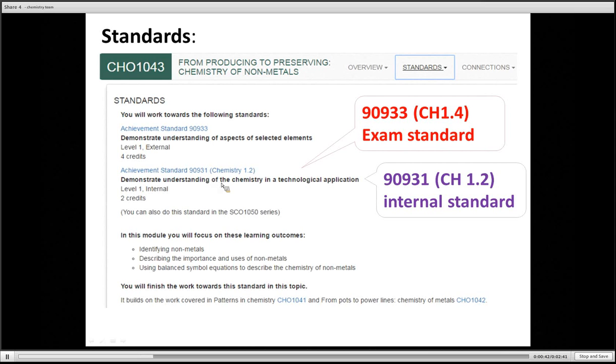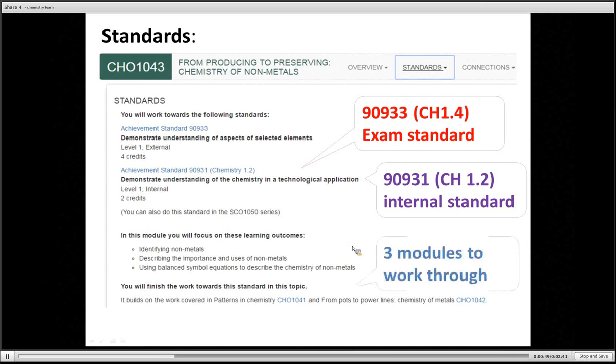There are different topics that you can choose, so you can decide which topics you prefer the most. And as I said, there are three modules to work through for the exam. You only need this one and perhaps the first of the series for this internal.